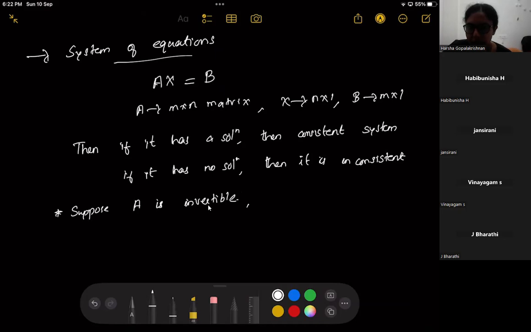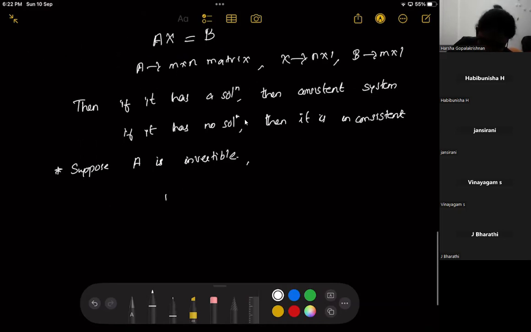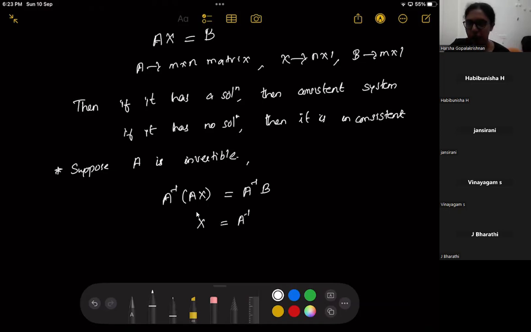What will happen if I multiply? A is invertible, so A inverse exists, right? So what will happen if I multiply the system with A inverse on both sides? What we will get is A inverse AX equals A inverse B. Okay. What is A inverse AX? It is X, right? X equal to A inverse B.